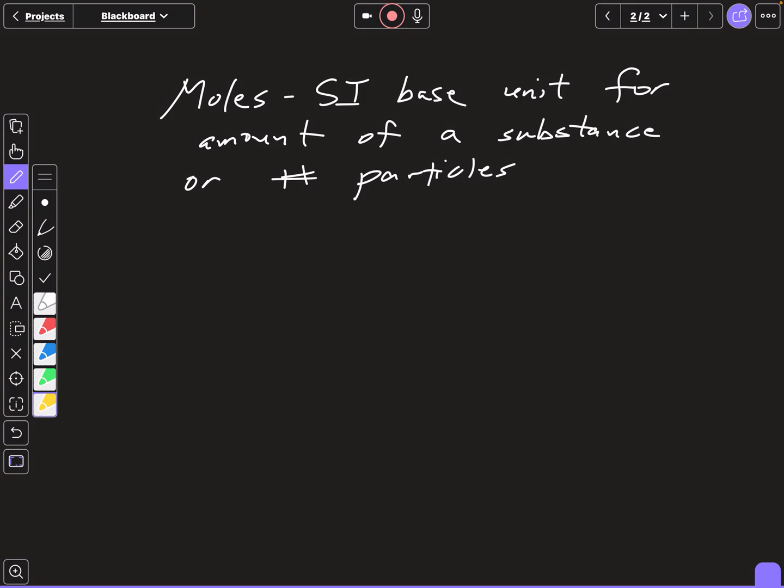One way is in terms of particles. When we define a mole in terms of particles, we're talking about atoms if we're talking about an individual element. If we're talking about a covalent compound, we call that molecules. And if we're talking about an ionic compound, we call it formula units. But all of those things together are just particles. And 1 mole is equal to this big number here, 6.02 times 10 to the 23rd particles.